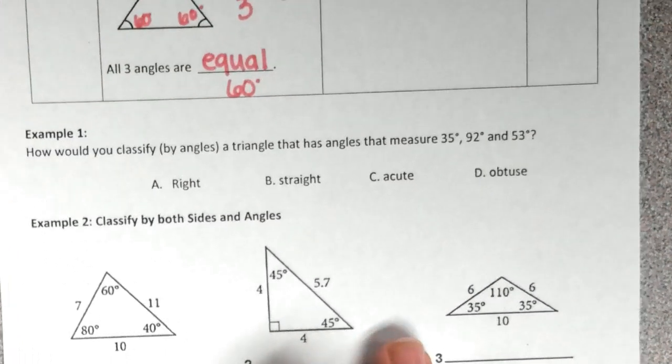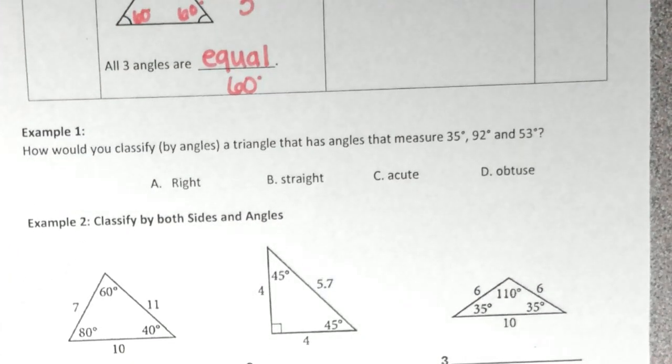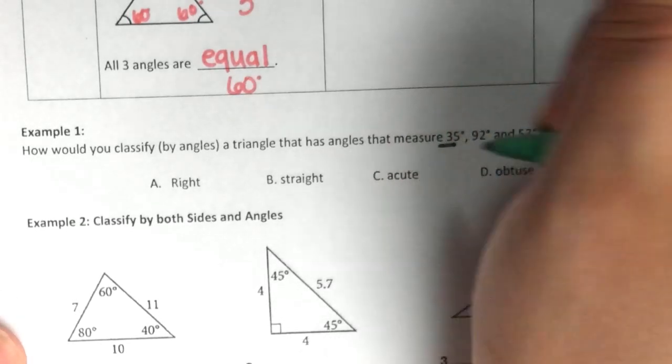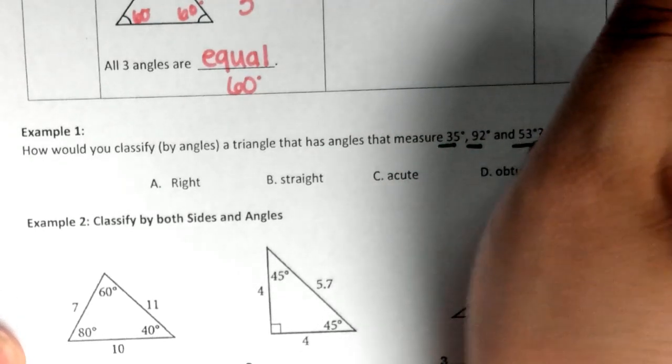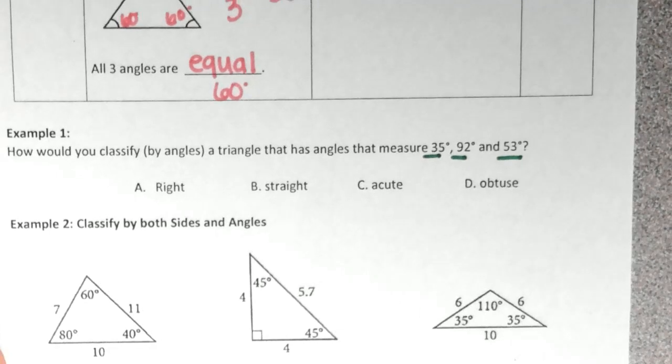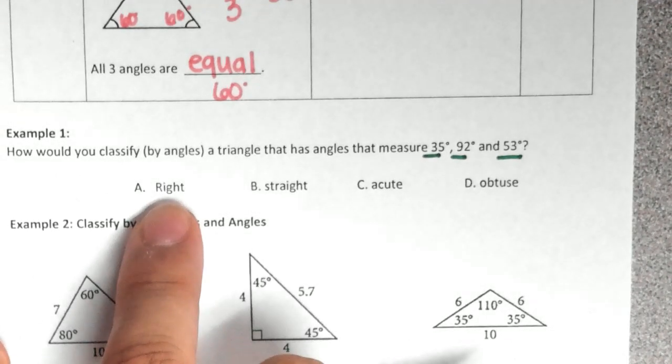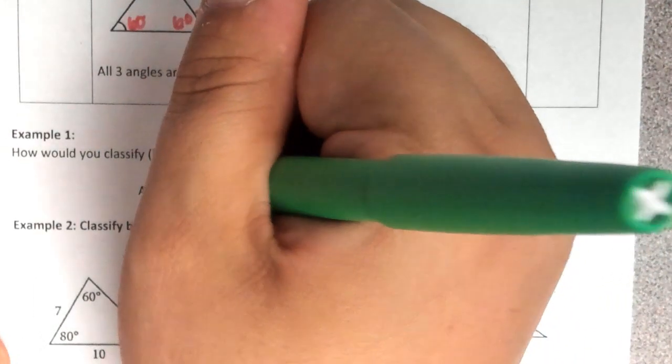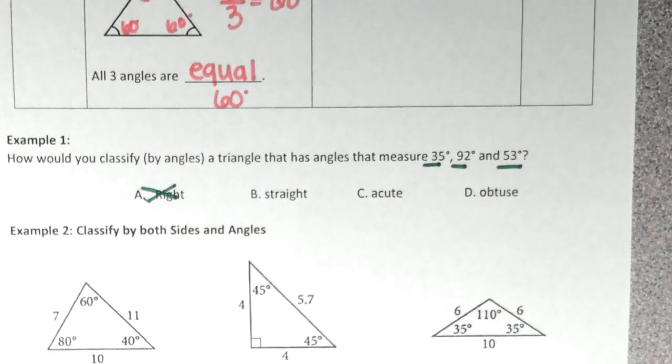So look at number 1. Test question. How can you classify by angles a triangle that has the angle measures 35, 92, and 53? Is it right? No. Why not? Because right equals 90. Yeah, none of them are 90.